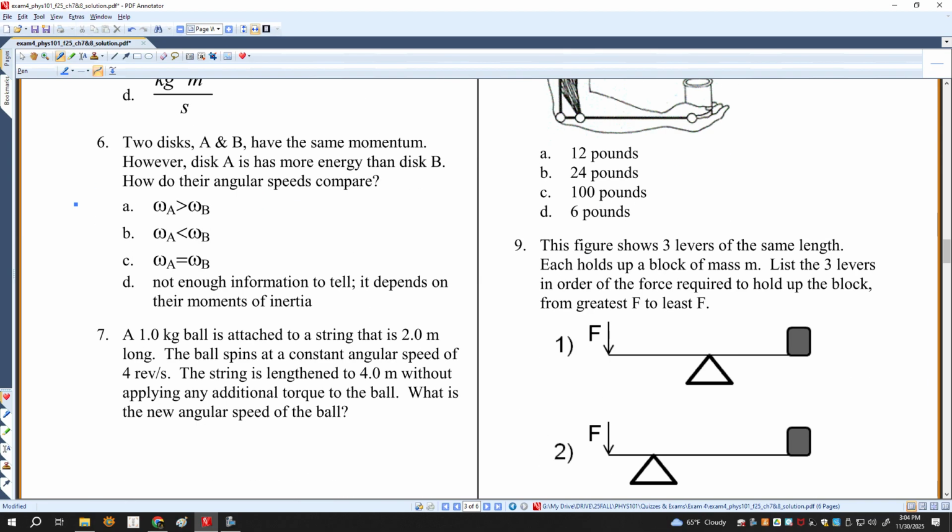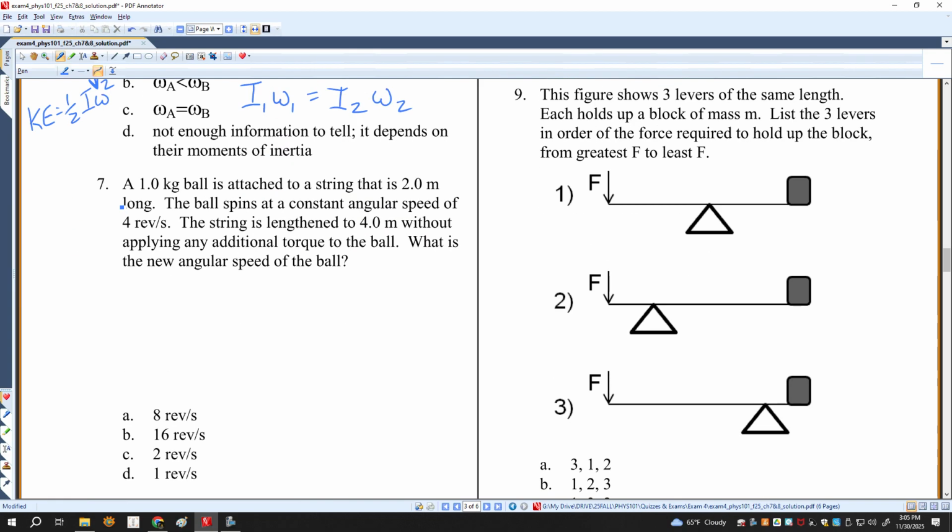Two disks have the same momentum, that is L1 is equal to L2, or I1 omega 1 is equal to I2 omega 2, but disk A has more energy than disk B. Remember, kinetic energy is 1/2 I omega squared. And so if it has more energy, that means that it's going faster. So the reason that disk A has more energy is because it's going faster than disk B, so A is the right answer. We had several questions like that in the concept test. Point you back towards that if you had difficulty with that.